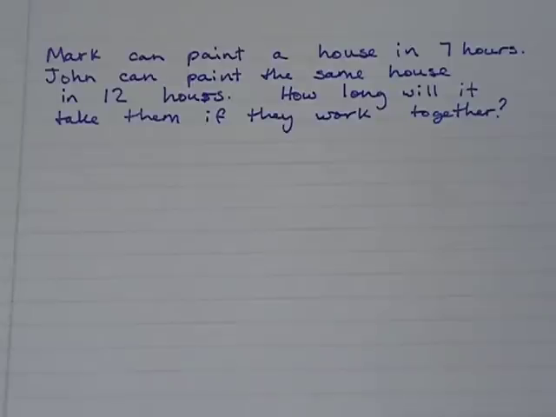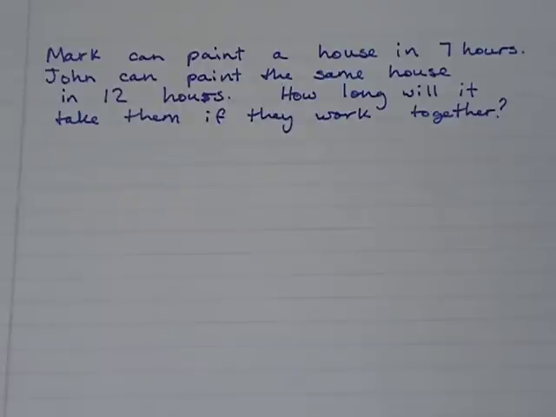Mark can paint a house in 7 hours. John can paint the same house in 12 hours. How long would it take them if they worked together? Well, this is a rate time problem where we're dealing with work. And I've showed you how to come up with the basic formula for this already.